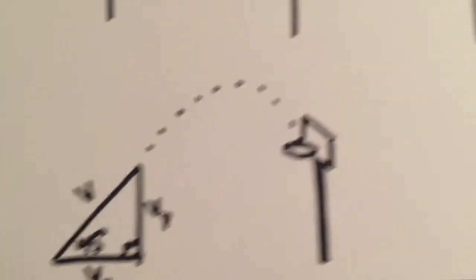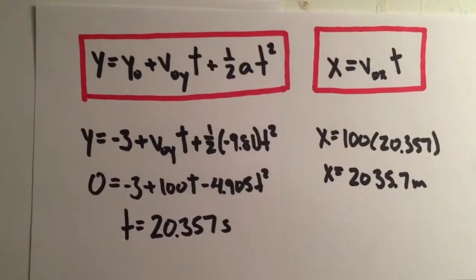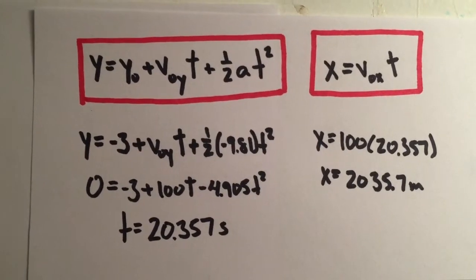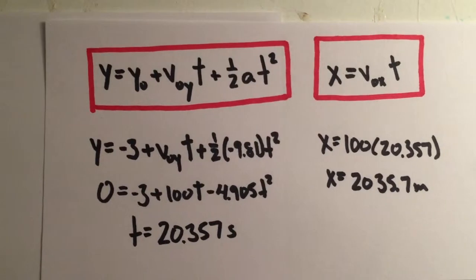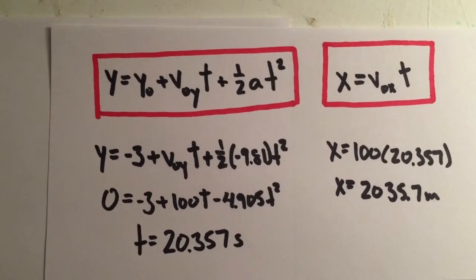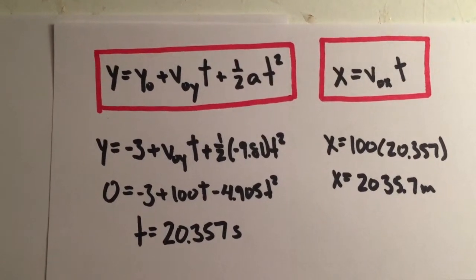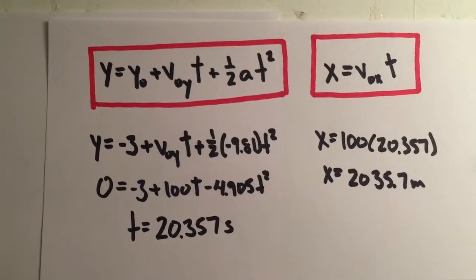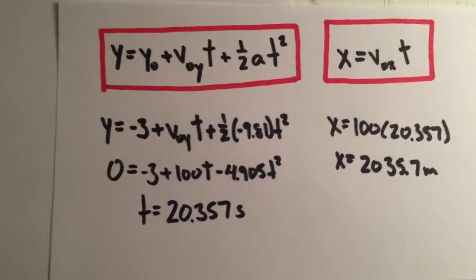With this knowledge, we can model the components of the ball's motion with the equation y equals y initial plus the velocity in the y direction initial times time plus 1/2 acceleration times time squared, and x equals velocity in the x direction initial times time. Solving this tells us that the ball must travel with an initial velocity of 141 meters per second.